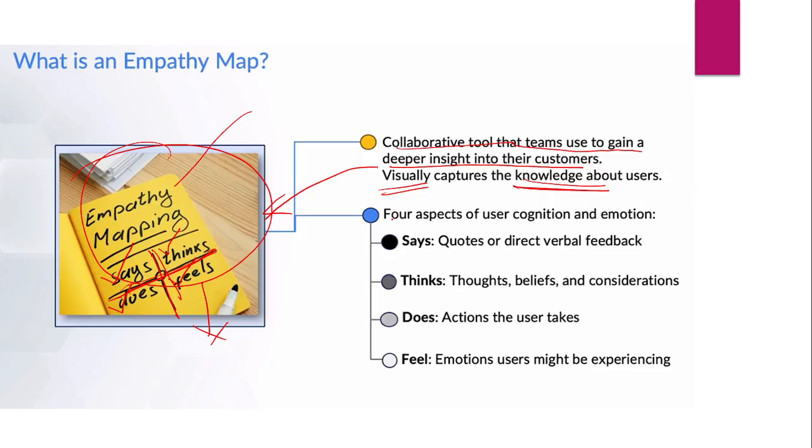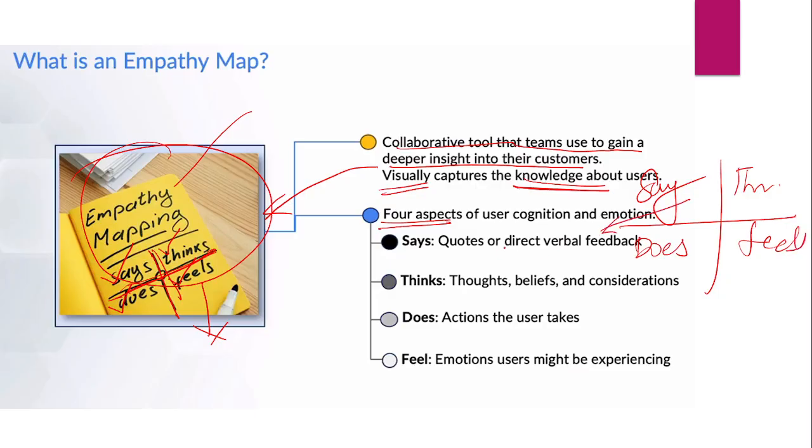And also here there are four aspects we have to think about. One is the say quadrant, the think quadrant, and next the do quadrant and the feel quadrant. The say quadrant is the quotes or direct verbal feedback from the users. Think means you have to connect through their thoughts, beliefs and considerations. Do is the action the user takes, and feel is the emotion the user might be expressing. So these are the four quadrants you have to work with in empathy mapping while interacting with the users.